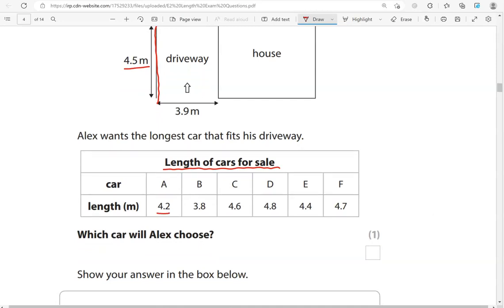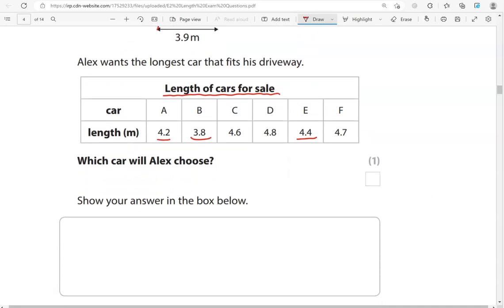So 4.2, that is lower than 4.5, so that's a possible choice. 3.8 is also lower than 4.5. 4.6 is higher than 4.5, so we can't think of it as a possible option. 4.8 is also higher than 4.5. 4.4 is lower than 4.5. 4.7 is higher than 4.5. So we have three options: 4.2, 3.8 and 4.4.